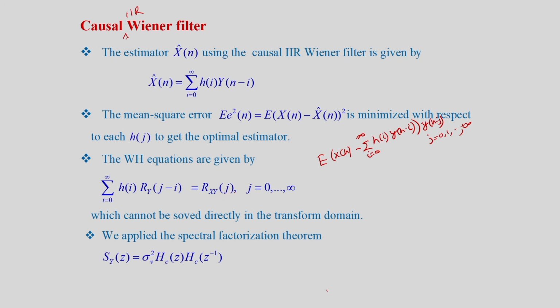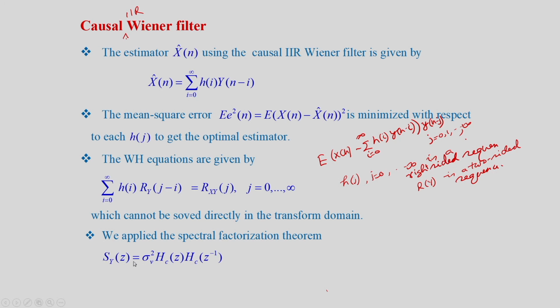Now, you note that here j equal to 0 to infinity is a right sided or causal sequence, but r_y is a two sided sequence. Therefore, direct convolution is not possible, so this cannot be solved directly in the transform domain.